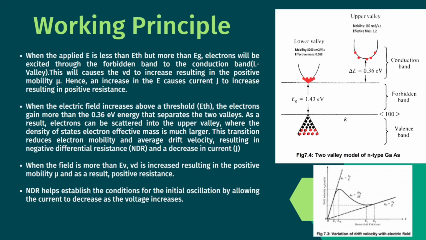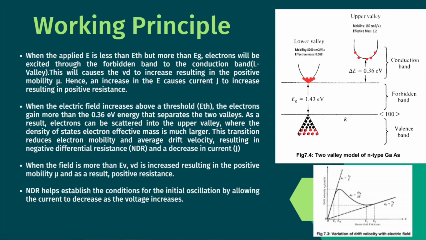For the first region, when the applied electric field is increasing but the value is less than the threshold voltage but more than the EG, the forbidden gap voltage, electrons will be excited through the forbidden band to the conduction band, which is the lower valley, and this will cause an increase in drift velocity, resulting in positive mobility of electrons. Hence, this will increase the current, resulting in positive resistance.